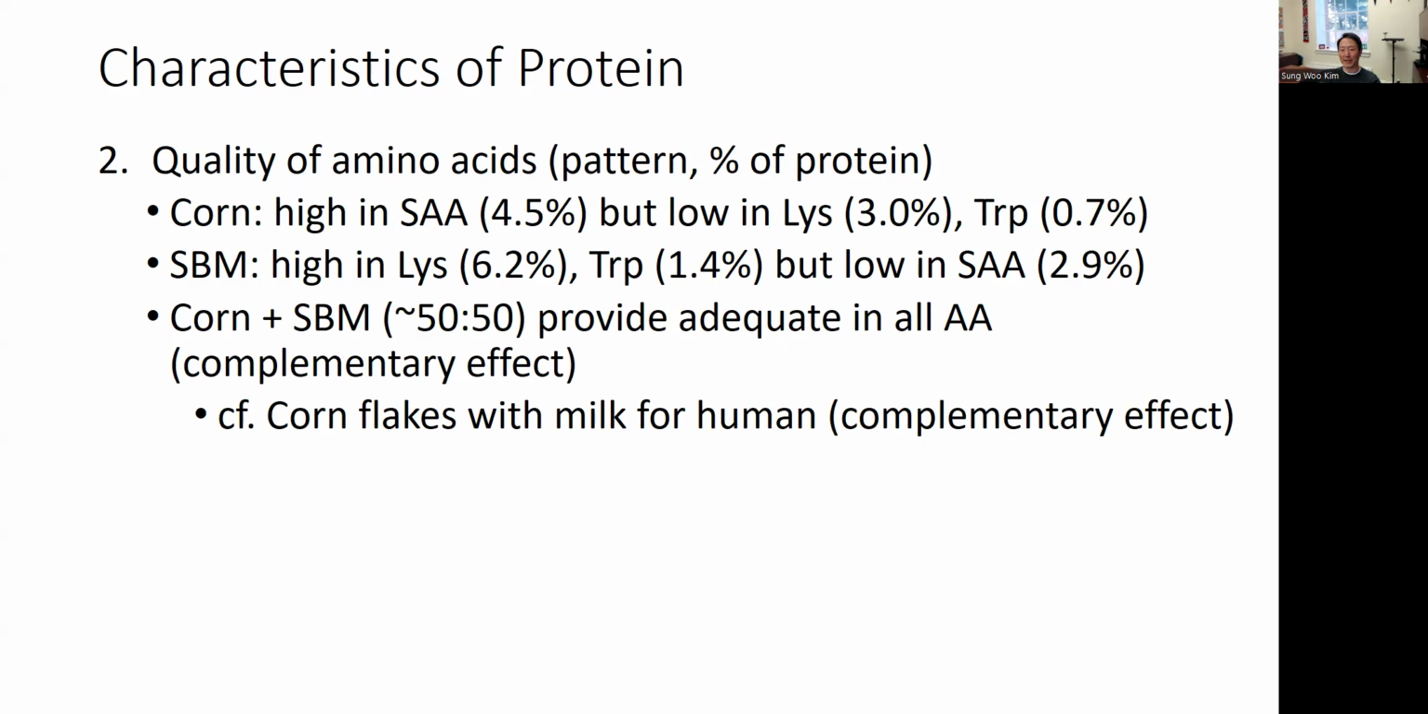Second thing we will look at is the quality of amino acid. That is, in other words, amino acid patterns, the composition of amino acids making the protein. So we call it quality of amino acid.